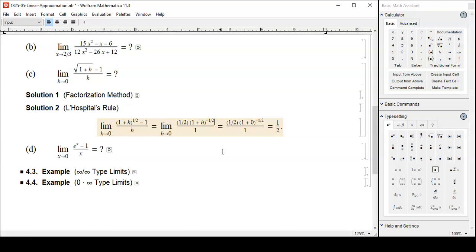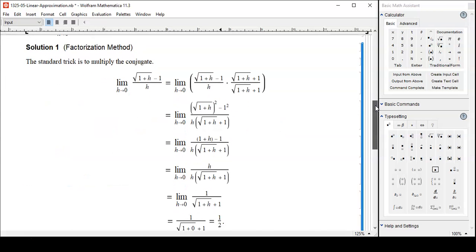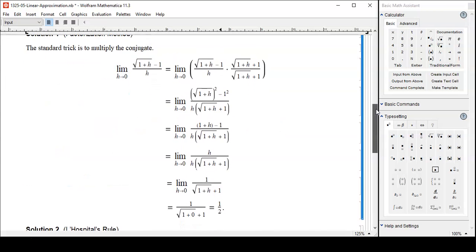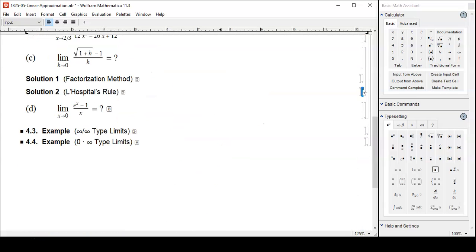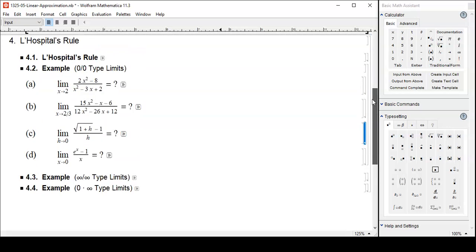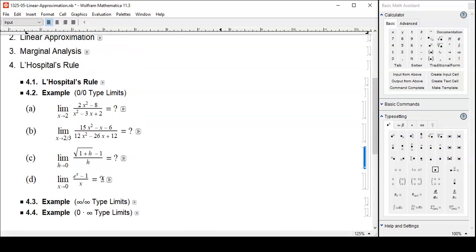Okay, all done. Plug in h equals 0. What do you get? We have 1/2. You see, this is truly a one-liner. The derivative computation applied the chain rule, but it's not too bad otherwise. Compare that with this method. L'Hopital's rule clearly wins.